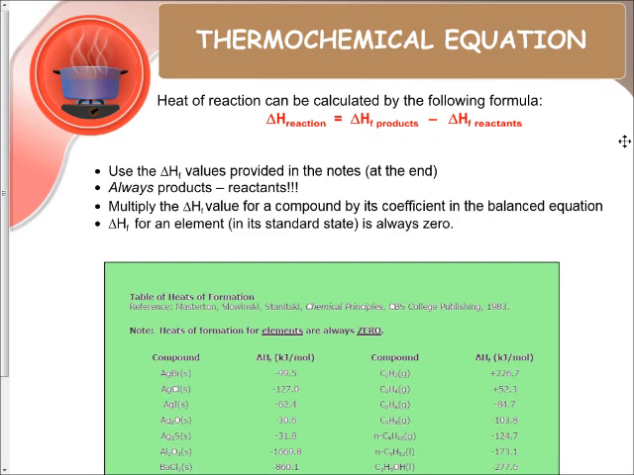And if you have a coefficient in the balanced equation, you are going to multiply that value times that number. So if I have two H2Os, I need to multiply 2 times whatever value we get for water. And the last thing that's super important is the heat of formation for an element. Just an element by itself in its standard state is always 0.